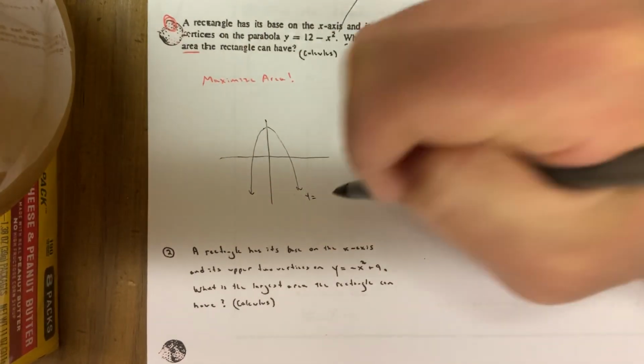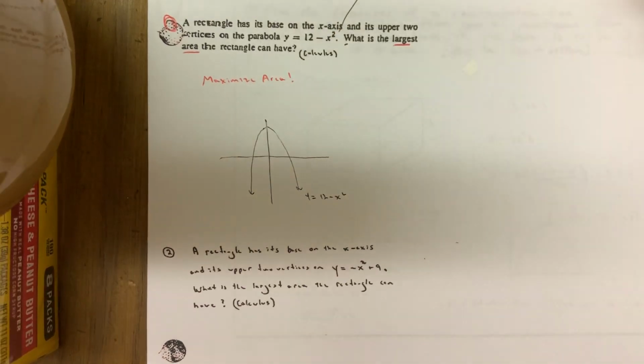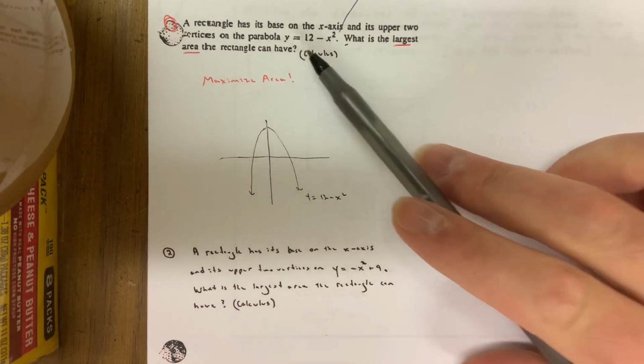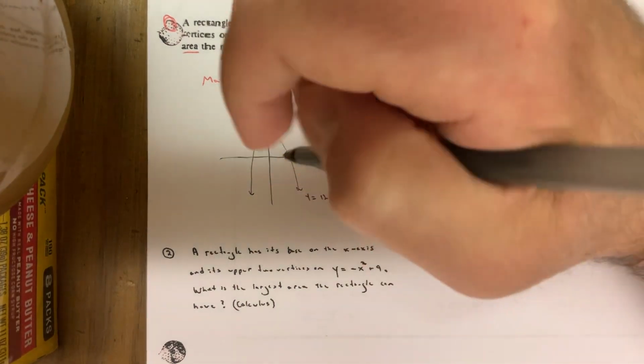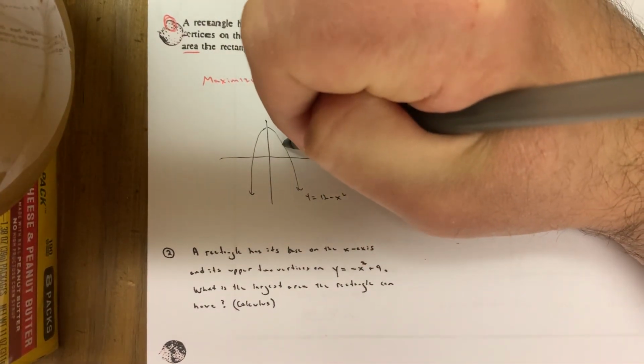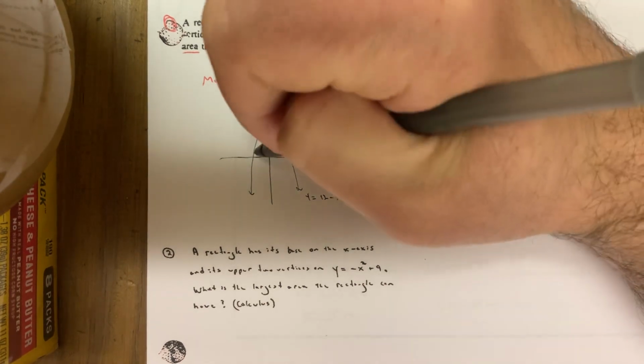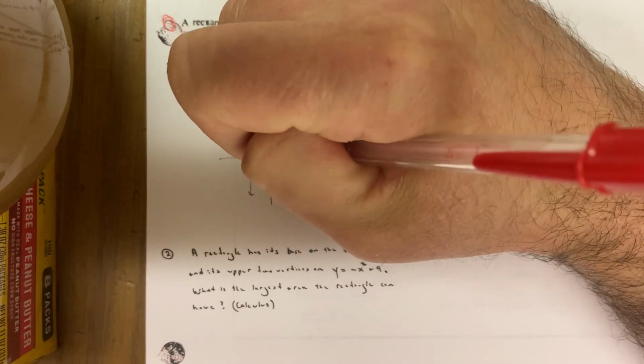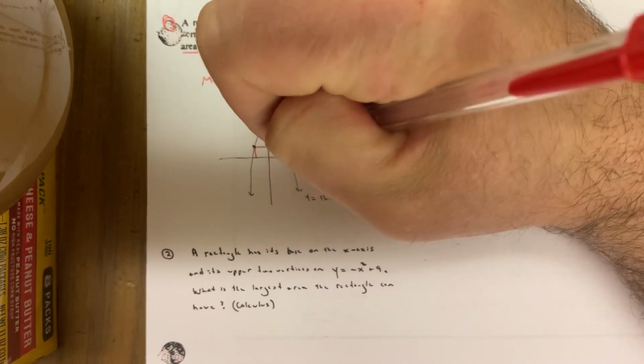Here's y equals 12 minus x squared. And now we got a rectangle that has its base on the x-axis and its upper two vertices on the parabola. So the base is going to be here, and a vertex might be right here, and that would mean the other vertex is going to be here. What would the rectangle look like? A little something like this.